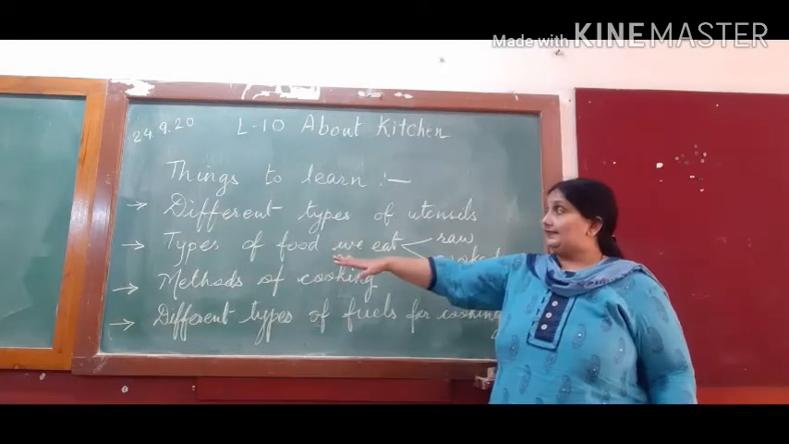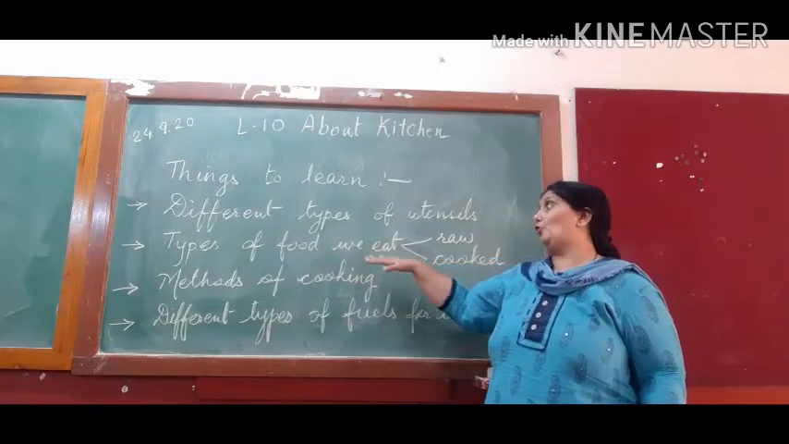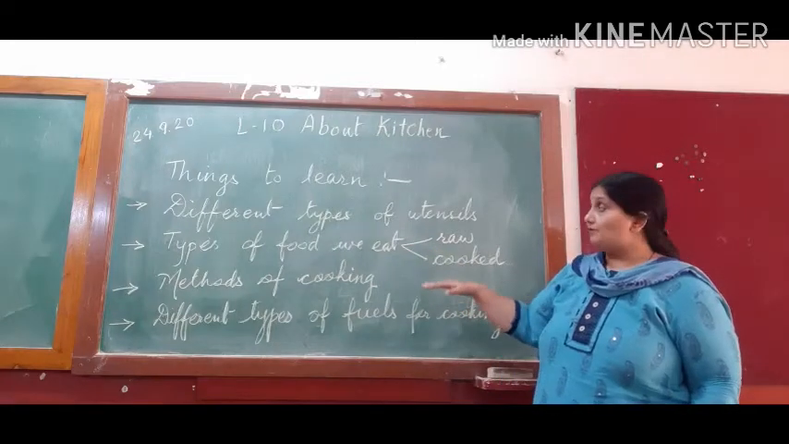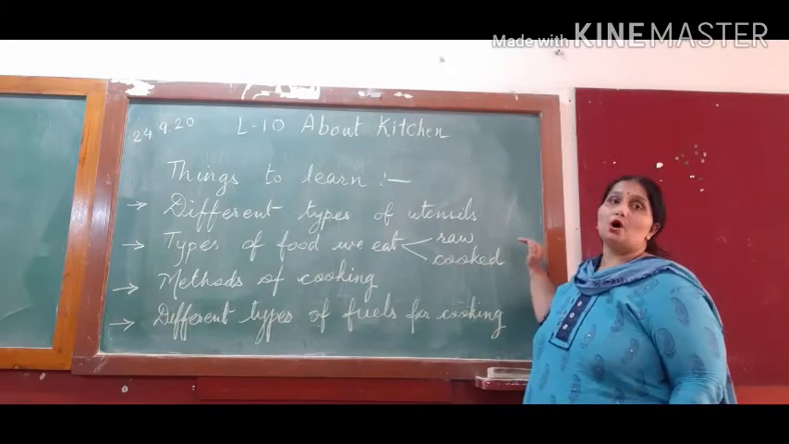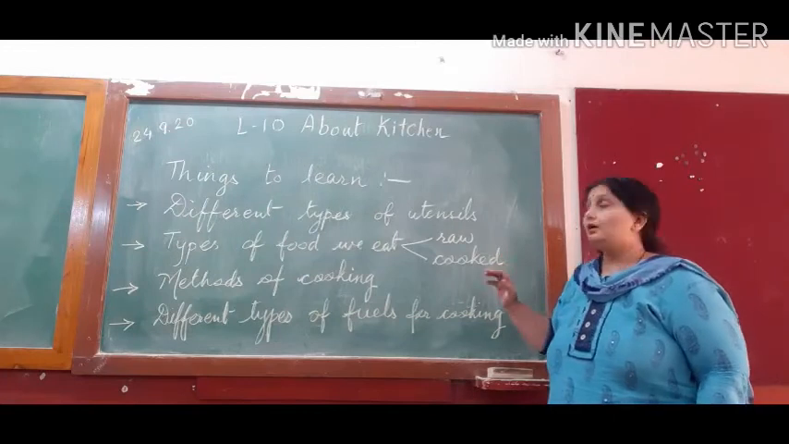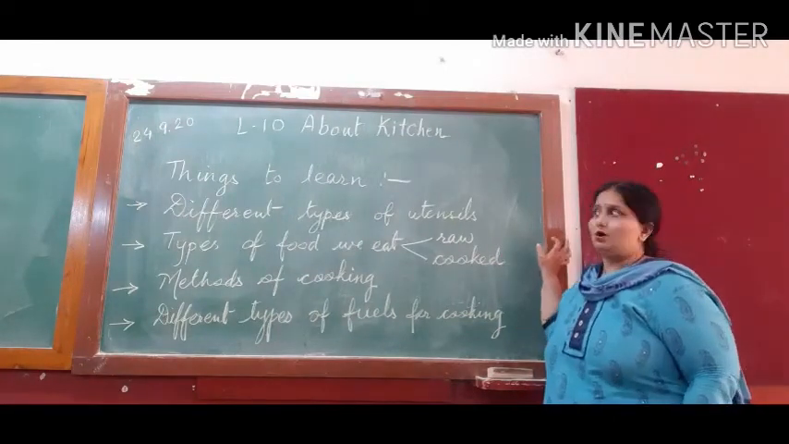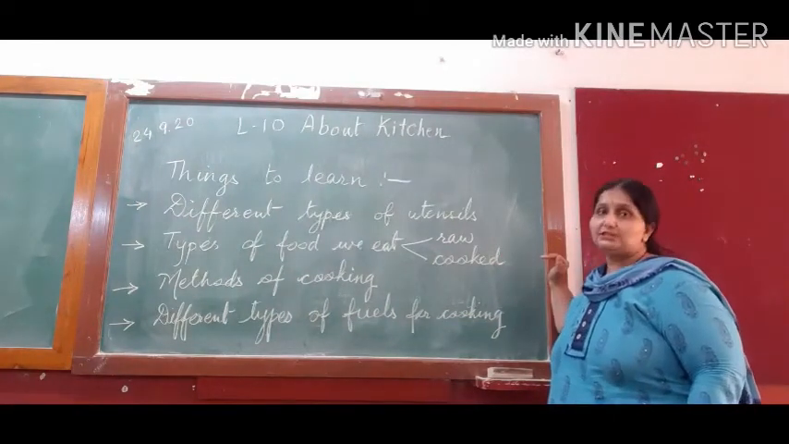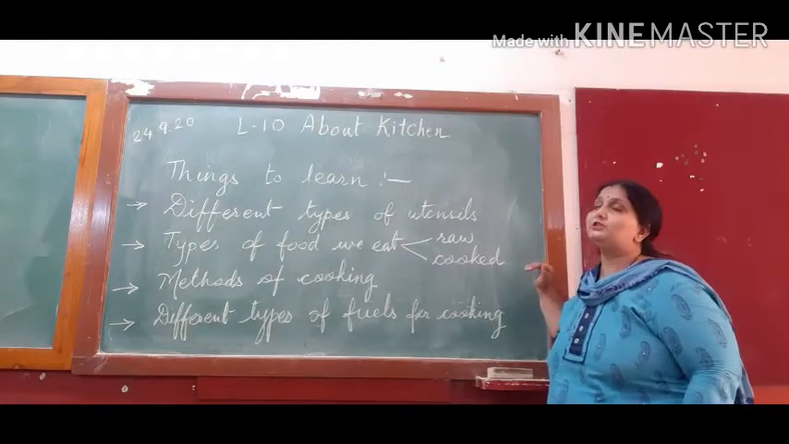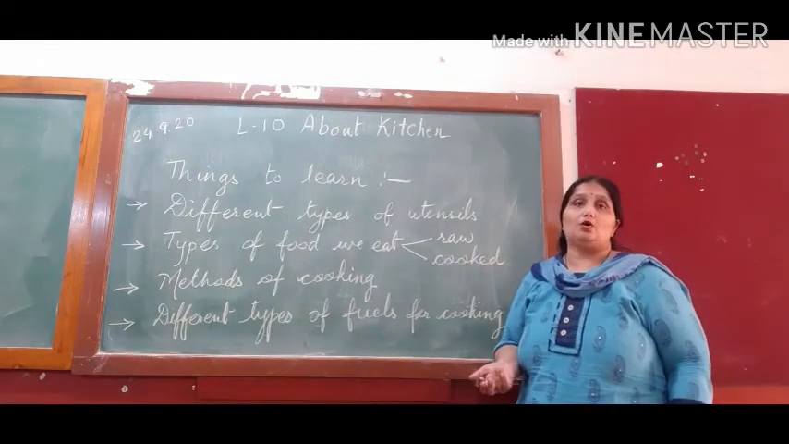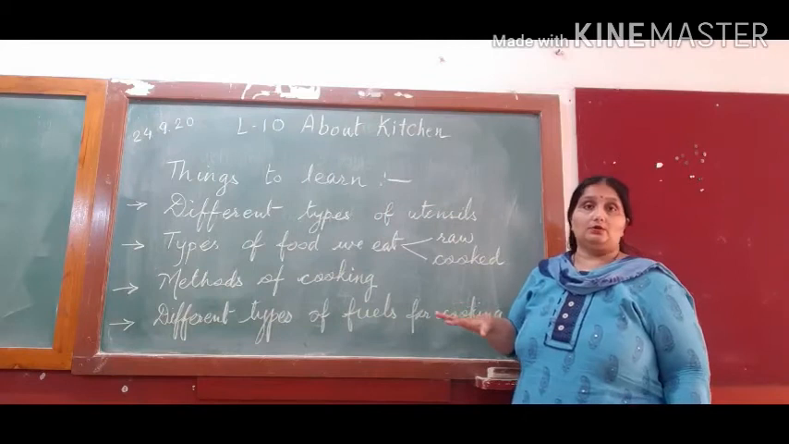Okay. Then the next is type of food we eat. Some food we can eat raw, and which we must eat raw, and some needs to be cooked before eating, which we cannot eat raw, right? So that we will learn.